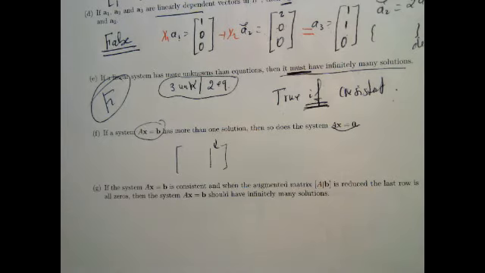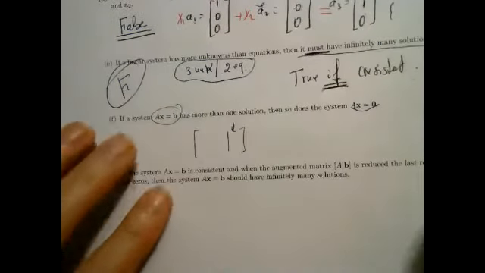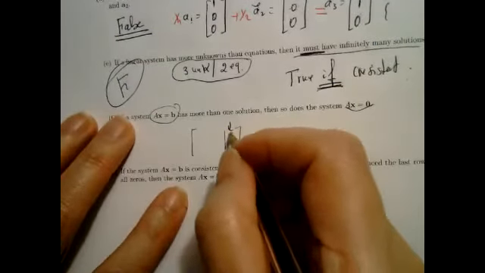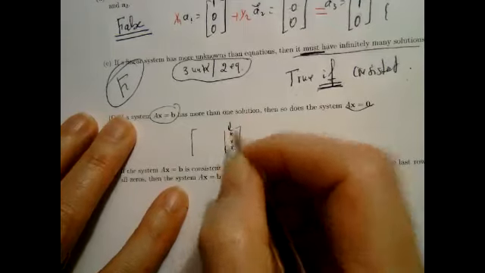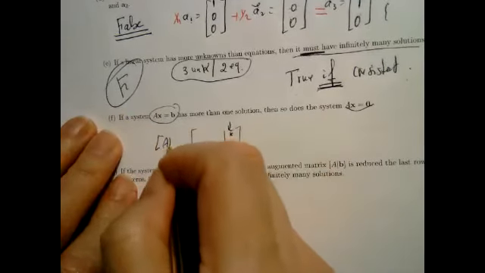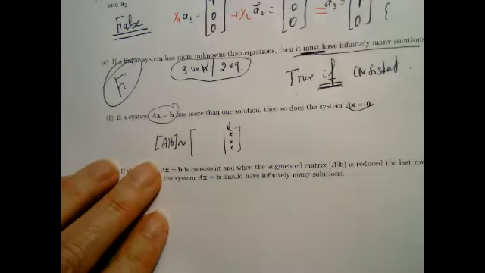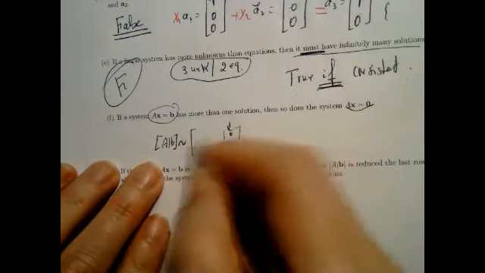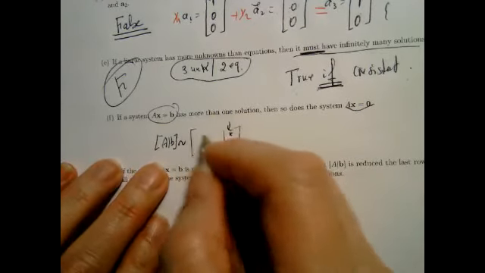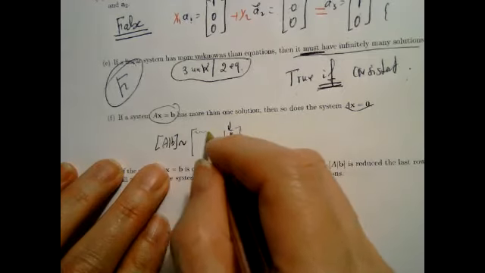Think about it a little bit. If AX equals B, so this is A and this is my B, it has more than one solution. So this is AB. Always try to imagine the scenario. It has more than one solution. I don't know how many equations, I don't really care, but I should know what's happening here.